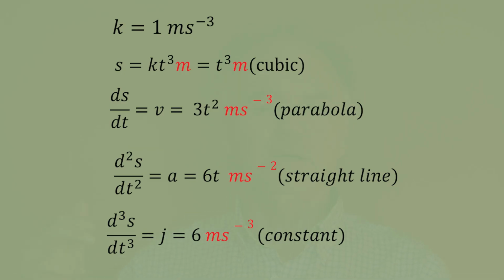If you differentiate 6t, you get d3s by dt cubed, and that's equal to 6, and that's the jerk in this particular case. So s equal to t cubed gives you a jerk of 6. So s equal to 1/6 of t cubed will give you a jerk of 1.